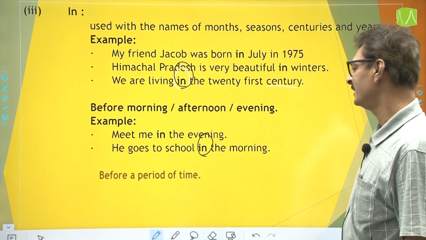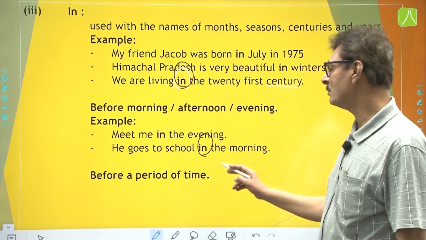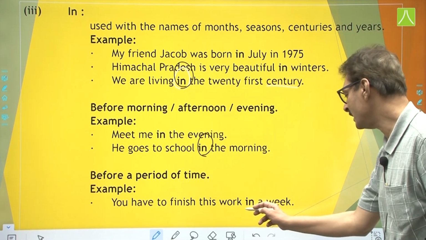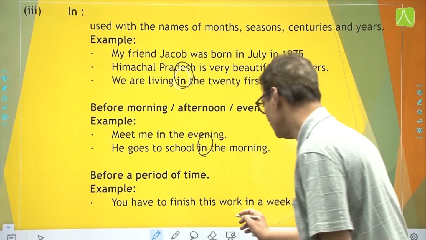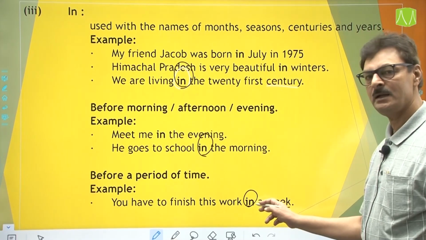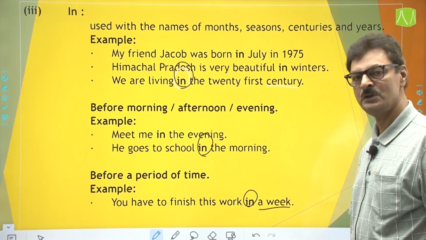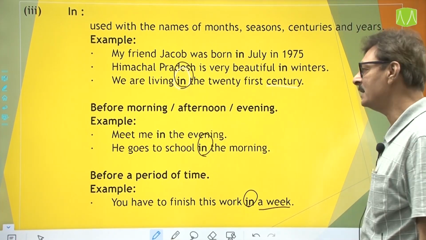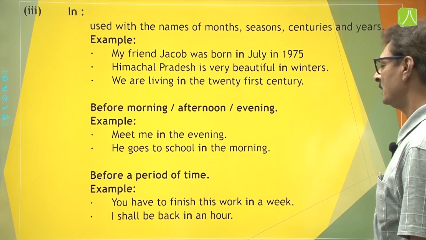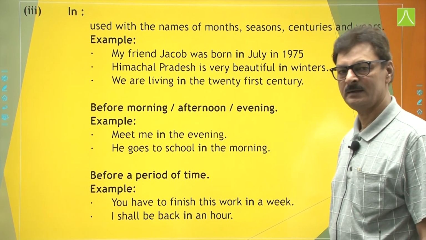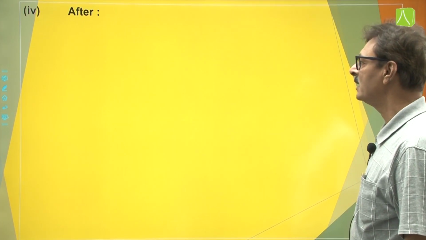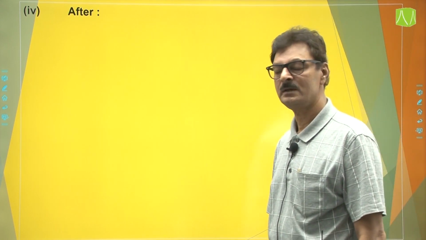Next, in is used before a period of time. For example, you have to finish this work in a week. It is telling the period of time. Yes, a period of time has been shown. You have to do the work within a week. So for a period of time we also use in. So they are used in various ways. I shall be back in an hour. Duration. Period of time.